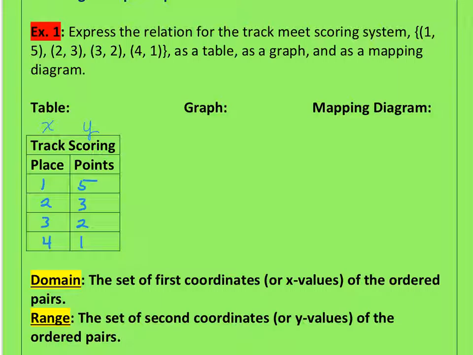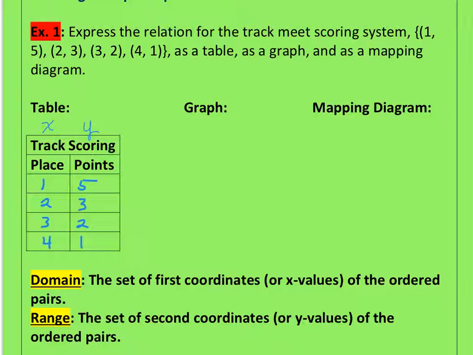So a table of values is a way to show a relation, and a relation really is, in this case, a relationship between their place and how many points they received. Clearly, if you receive first place, you're going to get more points, second place, fewer points, third place, even fewer, and fourth place, the least amount.